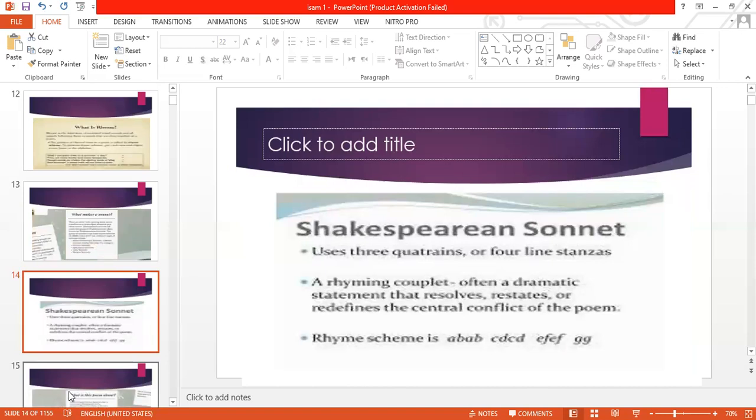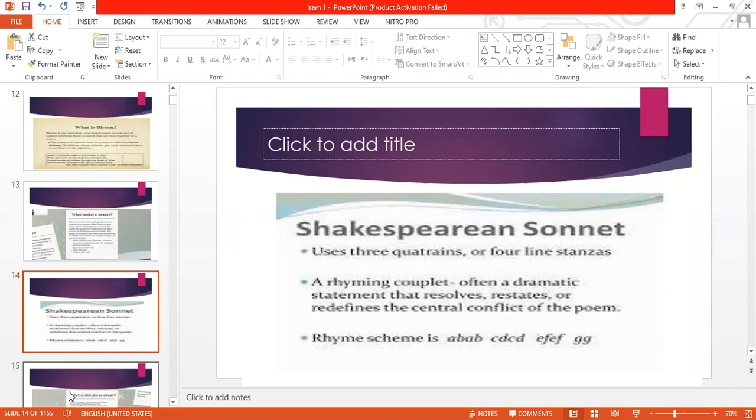طبعا دائما تستخدم 3 quatrains and 1 couplet. Each quatrain has 4 lines. 4 multiplied by 3, 12 lines, and a couplet 2 lines. So we have 14 lines. A rhyming couplet, often a dramatic statement that resolves or restates or redefines the central conflict of the poem.